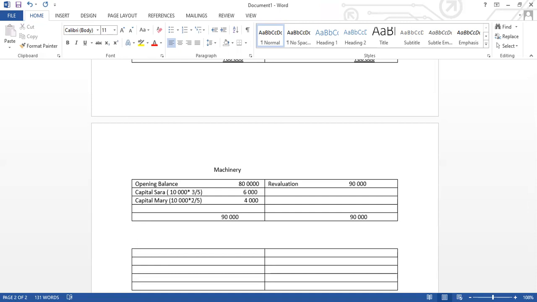So our next asset in this case to be revalued is inventory. So we have inventory here.